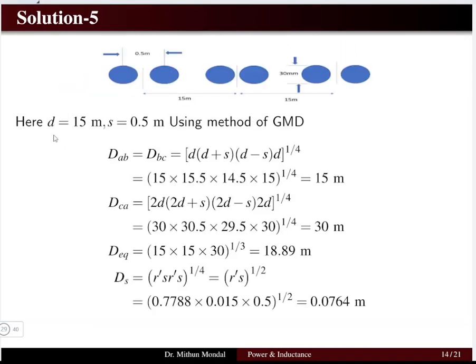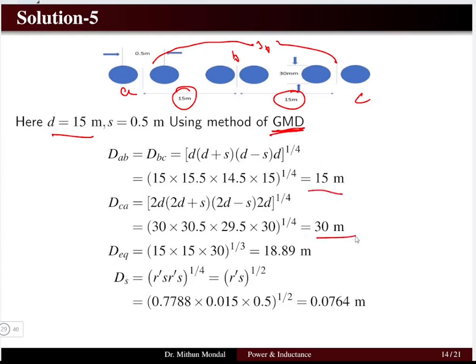Now let us see, the distance is 15 meter. This distance will be 30 meter between A and C. This is C and this is B. So we have to use the method of GMD, that is geometric mean distance. We have to calculate the distance of all the conductors, and then we have to find the net GMD, that is D equivalent of the conductor, and the GMR of the line.